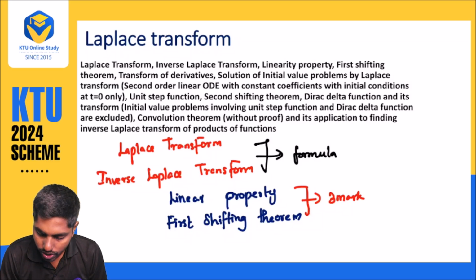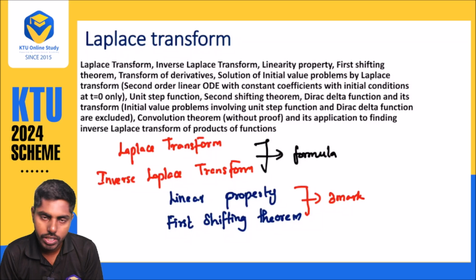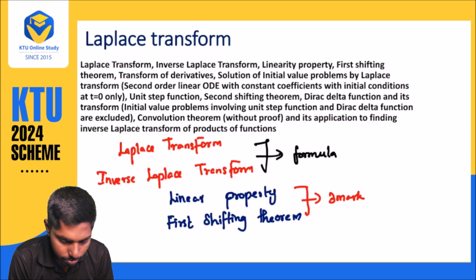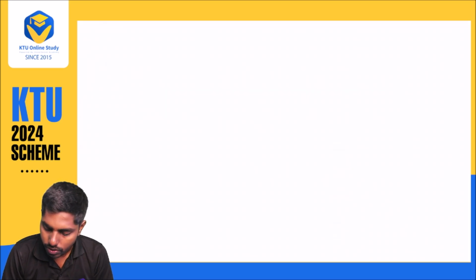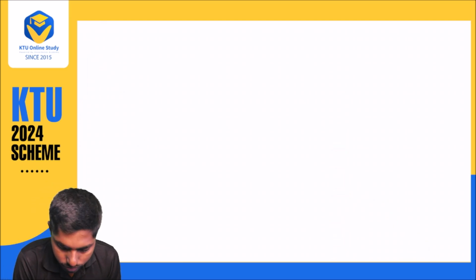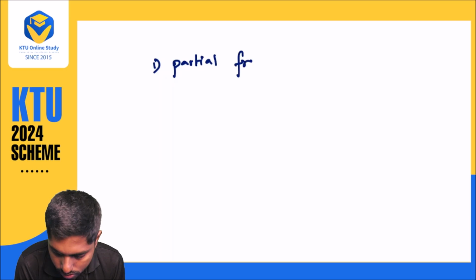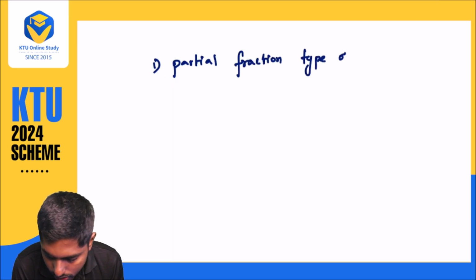And from here, what are the essay mark questions? You can expect a 5 mark or 6 mark question. From which area can you expect it? Even from the syllabus we are able to say. These are the areas you can expect a 5 mark or 6 mark question. First one is partial fraction, partial fraction types of question.